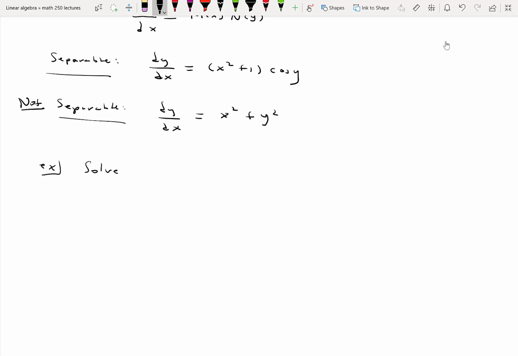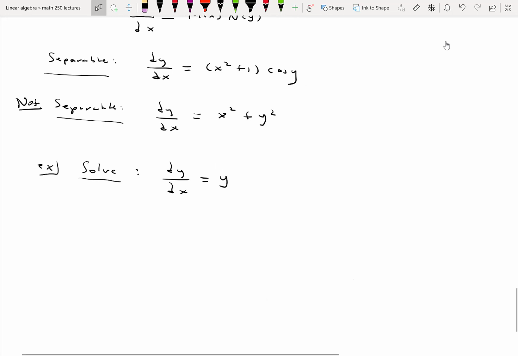Suppose I want to solve the differential equation dy/dx equals y, one of the first ones we looked at. We already know the general solution is some general constant times e to the x. Let's show that. You can't get at the solution by just integrating both sides. So let's get that out of the way. It's wrong to try to integrate both sides.